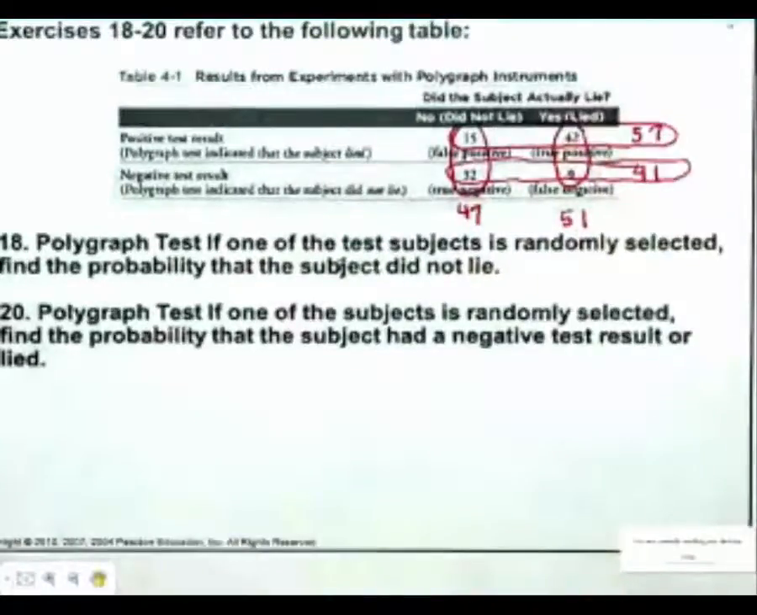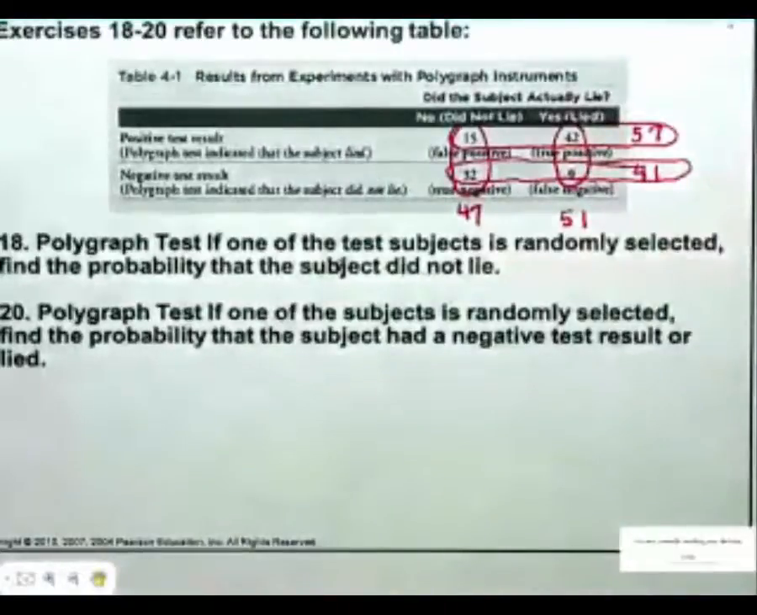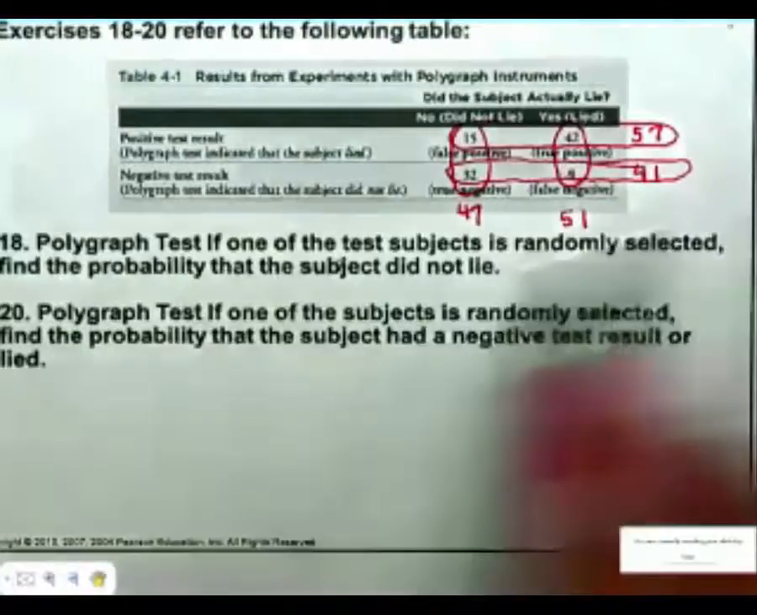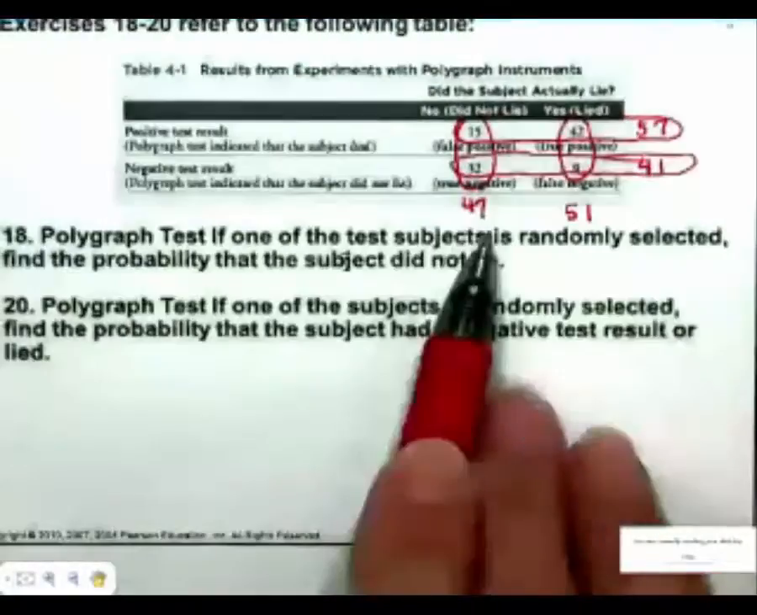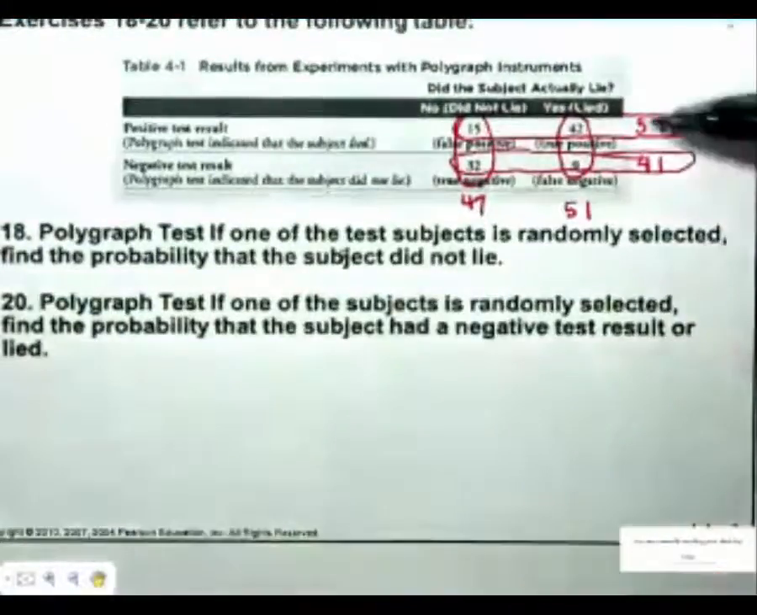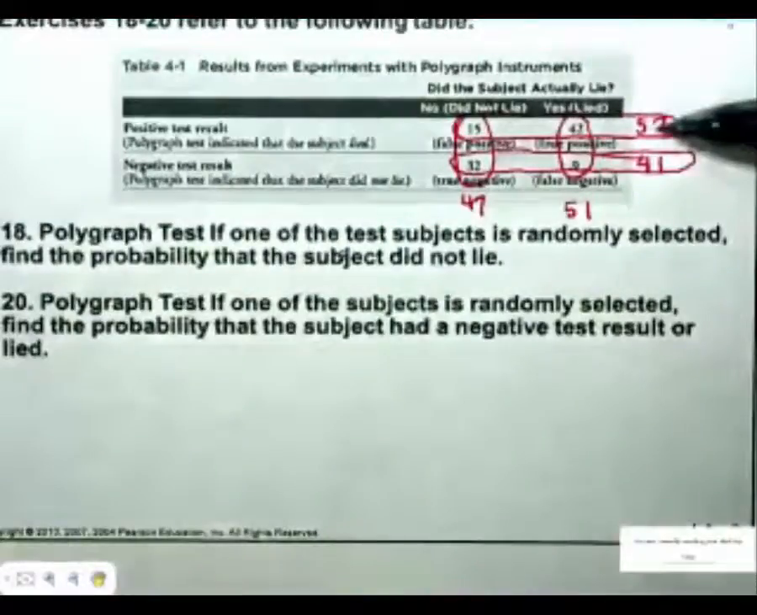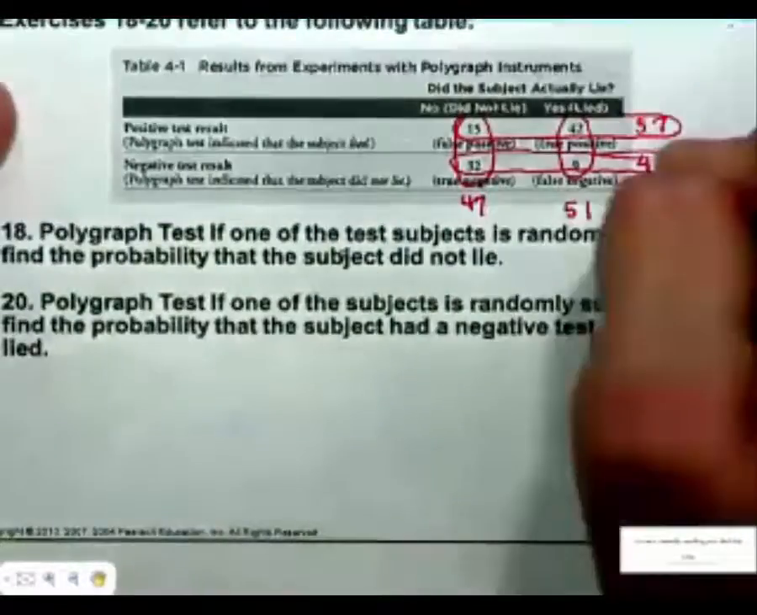How many people in all took the polygraph test? When you say all, do you mean 57, 41, 51, 47? No, okay, several ways you can do it. Without looking at what I wrote out to the side, you could just add up the numbers here, or this would have to give you the same answer if you added the liars to the not liars. That would have to give you the same answer. Or if you added the positives plus the negatives, that would have to give you the same answer. So there are 98 people who took the polygraph.